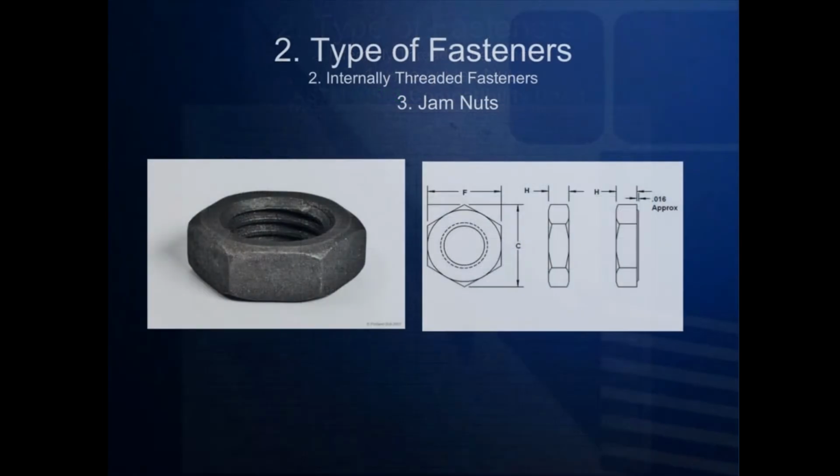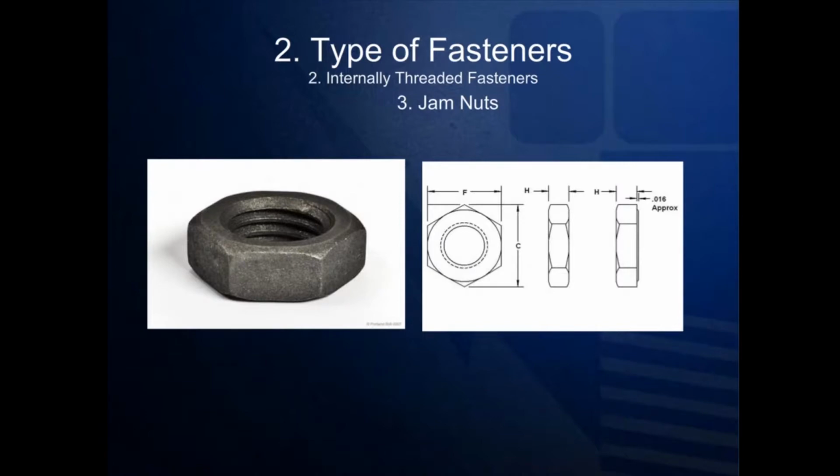The next type of internally threaded fastener we will discuss is the hex jam nut. Jam nuts, sometimes called half nuts, are thinner than a standard hex nut, but have the same dimensions across the flats and corners. Hex jam nuts are commonly used as a lock nut. To do this, two nuts are used. First, a separate nut must be assembled onto a bolt. Then, a jam nut is threaded against the first nut, which will subsequently lock the first nut in place and prevent it from backing off, thereby creating a locking effect.